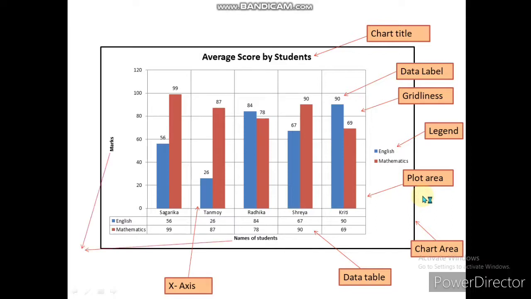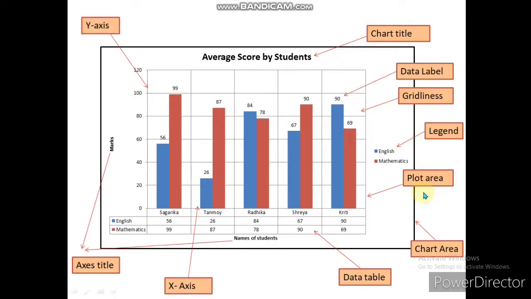Next, axis title. These are the headings given to the x-axis and the y-axis. The title helps us understand what is being depicted on the axis. With the help of the axis title, we can identify what is represented by the x-axis or y-axis.